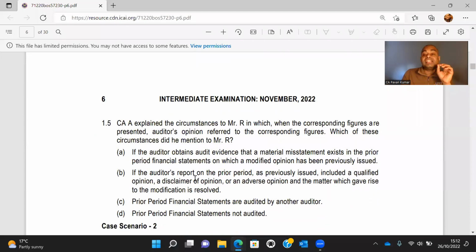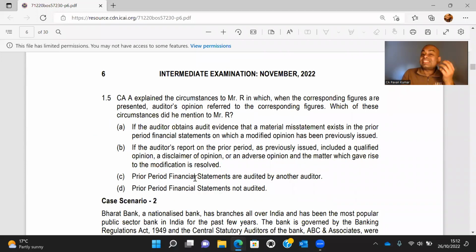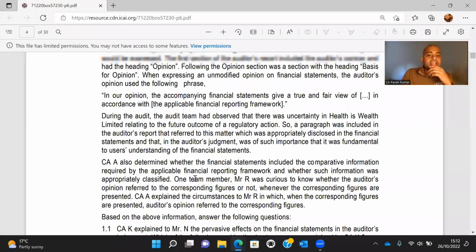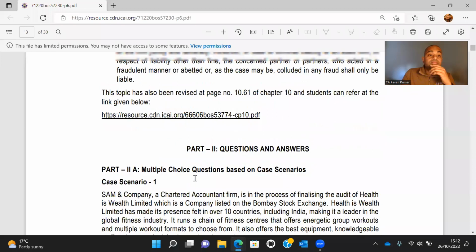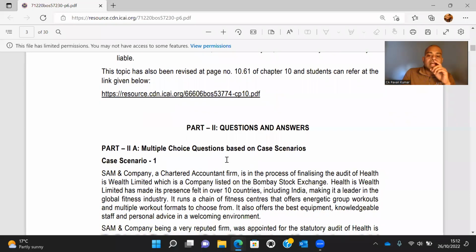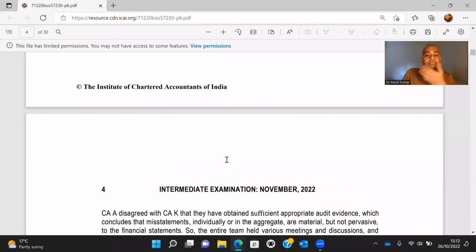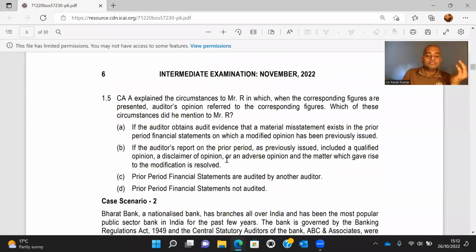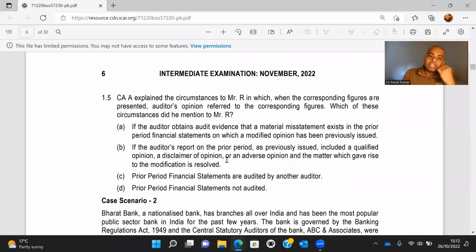The problem with this case study scenario is the size of the question. It started almost at the beginning of the 3rd page, and see how much it is: 3rd page full, 4th page full, 5th page full, and up to the 6th page. So 3.5 pages. Extensive. So this is one case scenario.